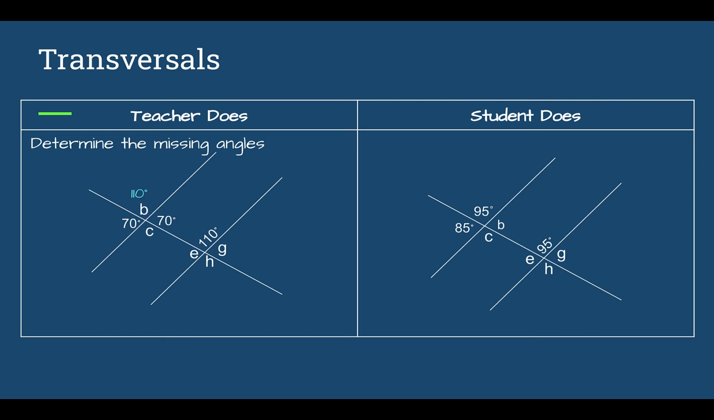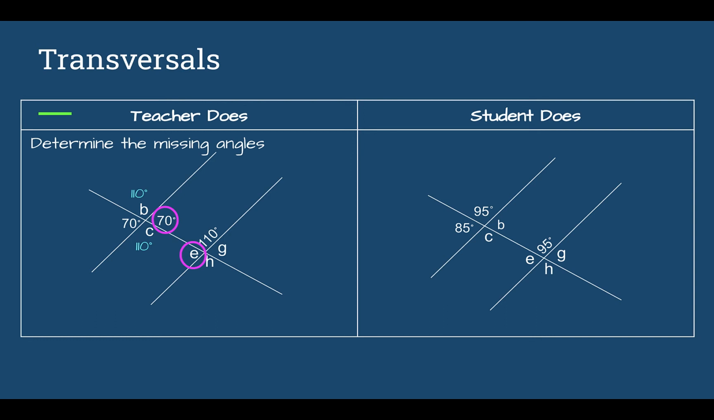Now that I know that B is 110, I'm going to use vertical angles to go from B to C. If angle B is 110, then angle C is equal. It's also 110. Next, I'm going to use my alternate interior angles.